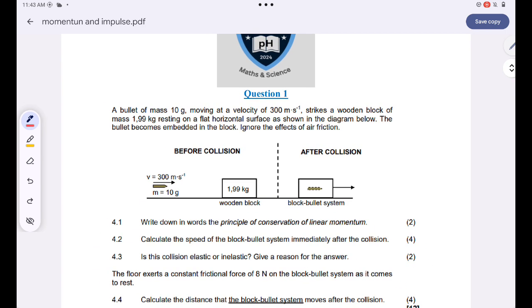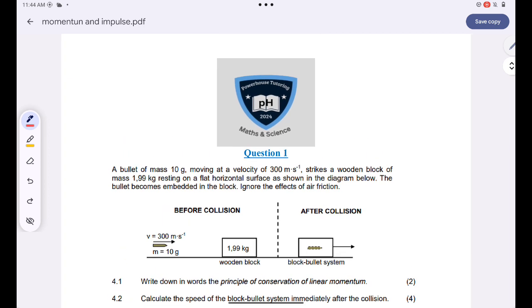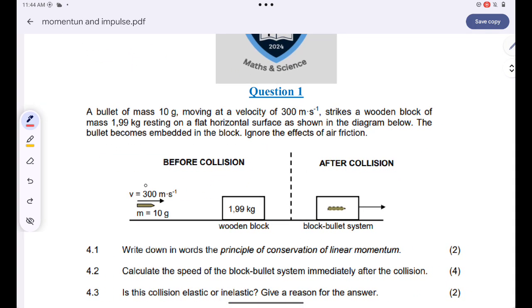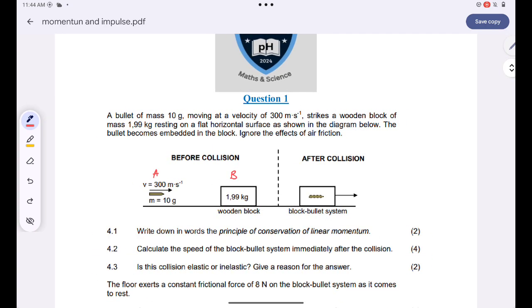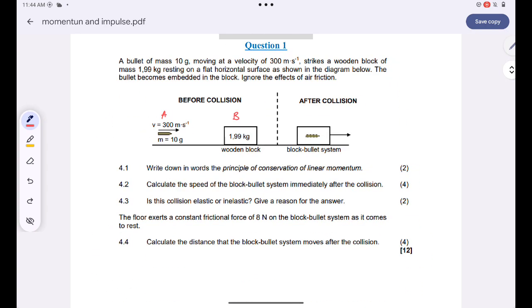Before we even start, this question is a momentum question. Momentum is a vector, and a vector always has magnitude and direction. So it's always important to choose a positive direction. Every movement towards the right will be positive. And before we start, we have two objects: object A, which is the bullet, and object B, which is the block. This will be quite handy whenever you calculate. Now let's answer the questions.